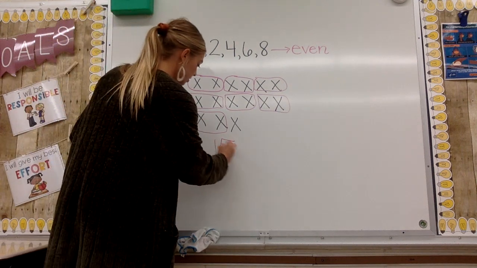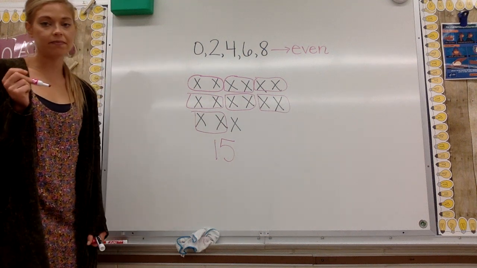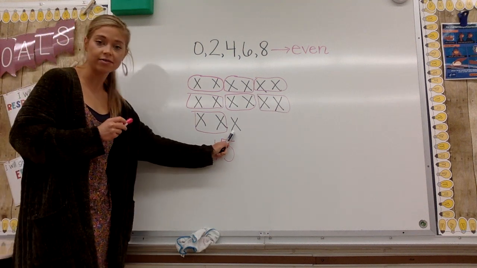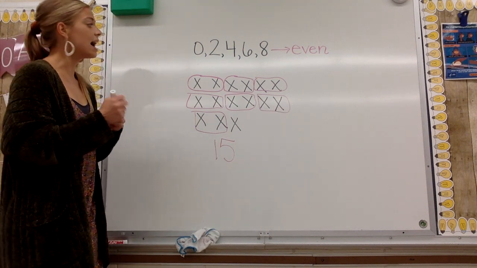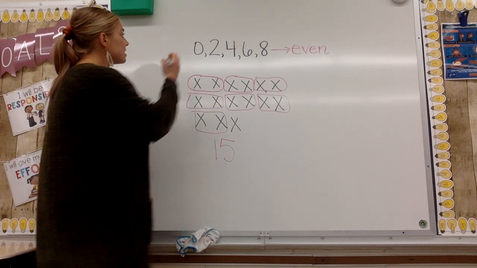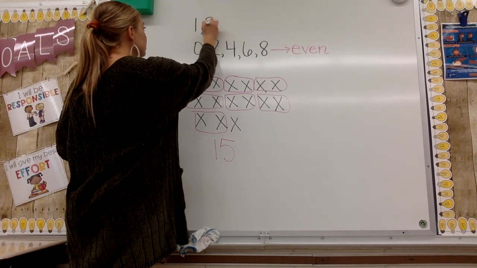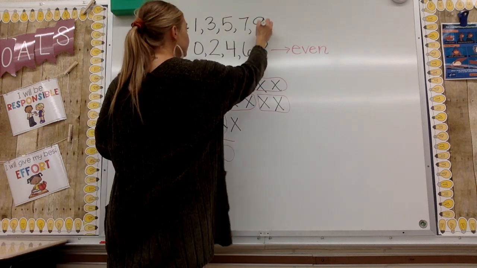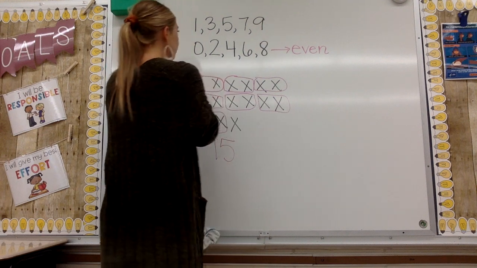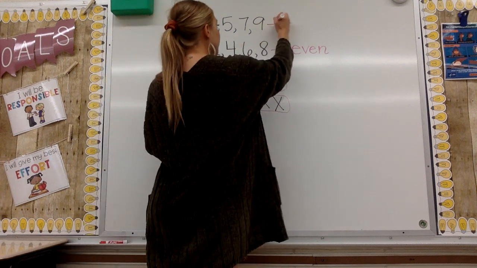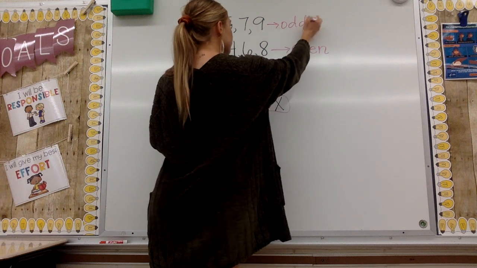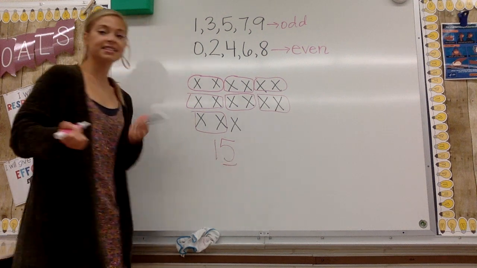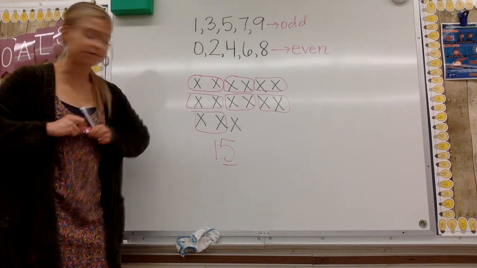This 15 is an odd number. 15 cannot be grouped up in groups of 2s because there's going to be 1 left over. So that means that any number that ends in 1, 3, 5, 7, and 9, all of those numbers are odd. So any number that ends in any of these numbers is odd. And 15 ends in a 5. So that is why 15 is odd.